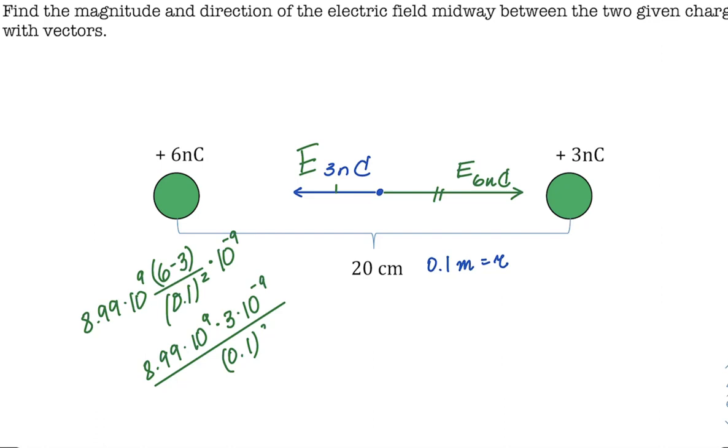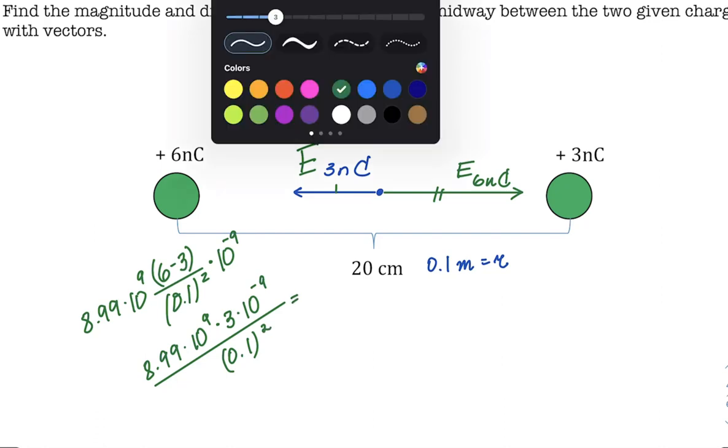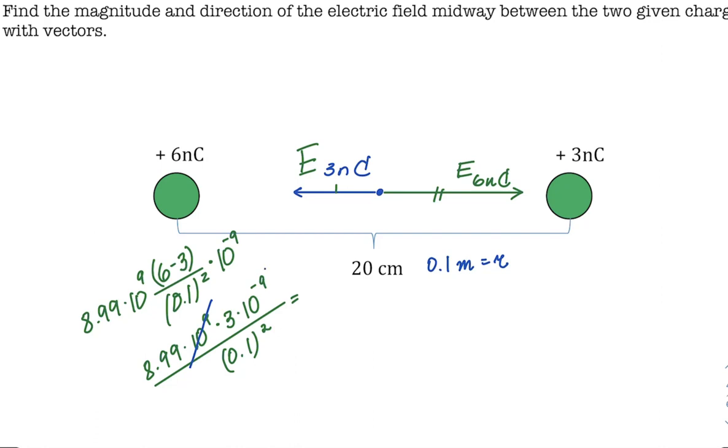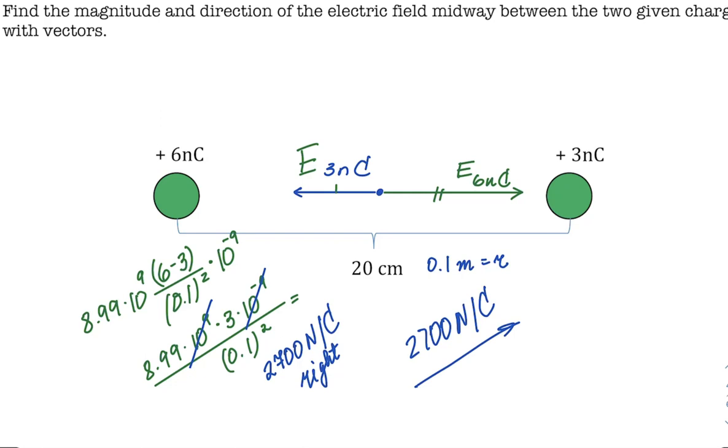0.1 squared. And just like before, here's some simplification because 10 to the 9th and 10 to the negative 9th is the same. Then we do our 8.99 times 3 over 0.1 squared. That gets us 2,700 newtons per coulomb. And we're going to say to the right, or you can just do 2,700 newtons per coulomb, which shows us that it's to the right.